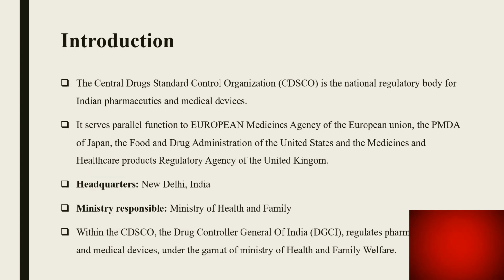The Central Drug Standard Control Organization is a national regulatory body for Indian pharmaceuticals and medical devices, which serves a parallel function to the European Medicines Agency of the European Union, the PMDA of Japan. PMDA stands for Pharmaceuticals and Medical Devices Agency, the Food and Drug Administration of the United States, and the Medicines and Healthcare Products Regulatory Agency of the United Kingdom. The headquarters is in New Delhi, India. The ministry responsible for CDSCO is the Ministry of Health and Family Welfare.